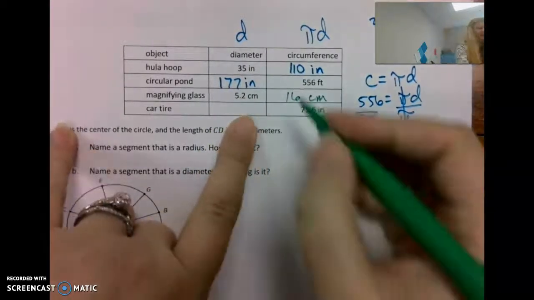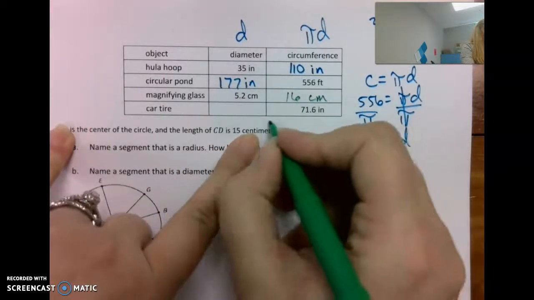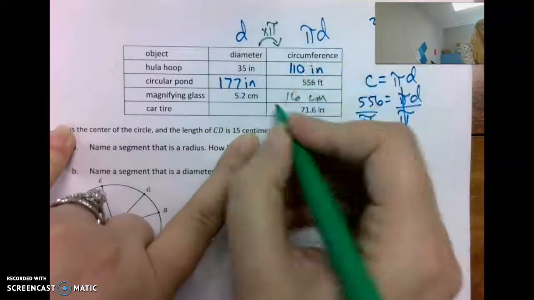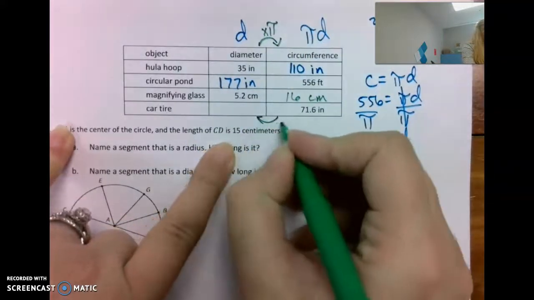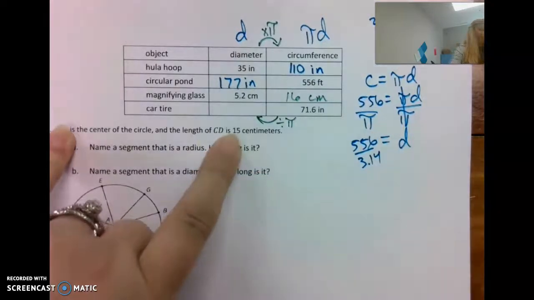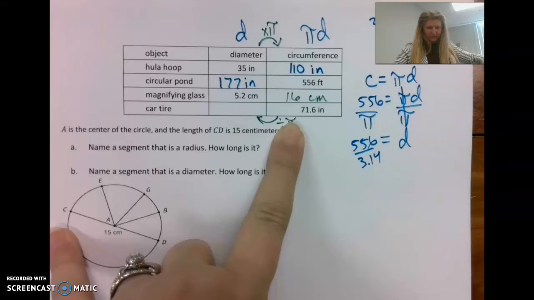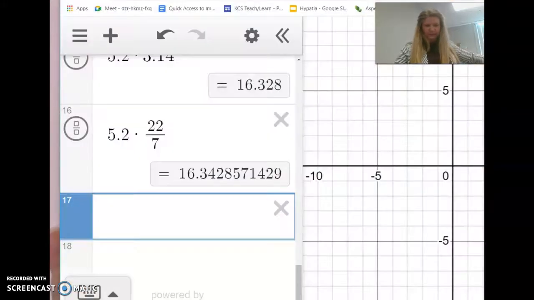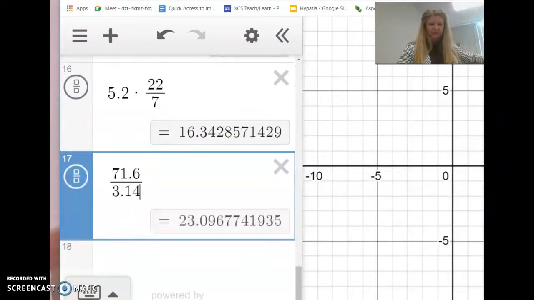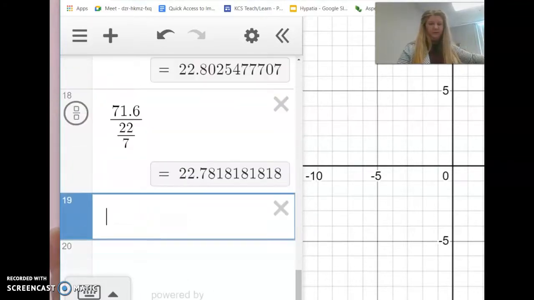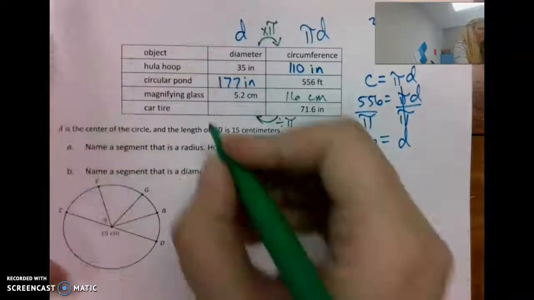Now here, again, I'm given the circumference. So if I have to times pi to get the circumference when given the diameter, I'm going backwards, I would divide by pi or use an equation. So 71.6, all right, 71.6 divided by 3.14, or 71.6 divided by 22 over 7. Both of these are roughly 23 when I round, so I'm going to go ahead and leave that at 23.